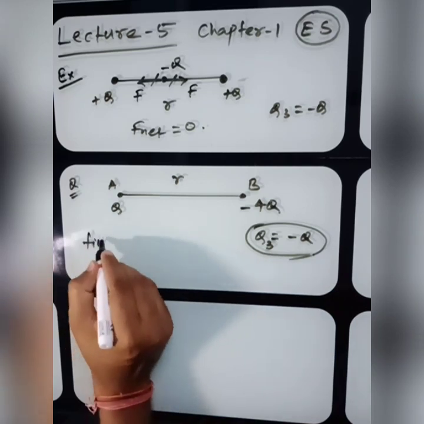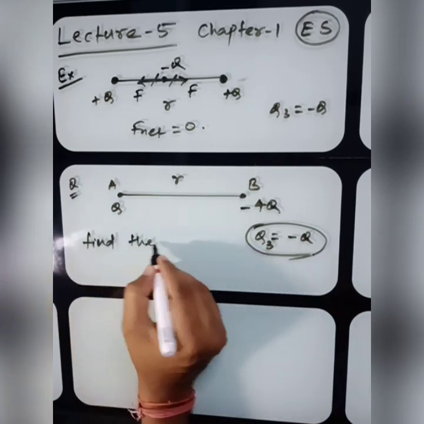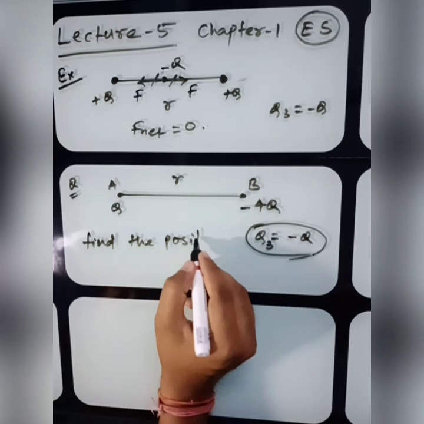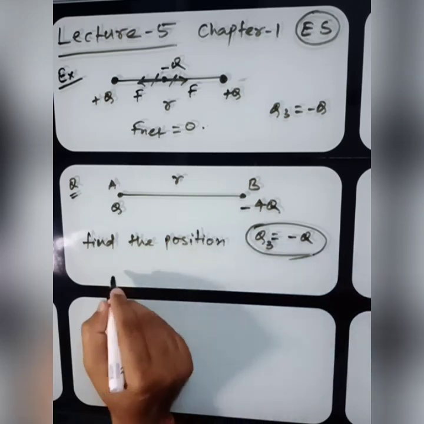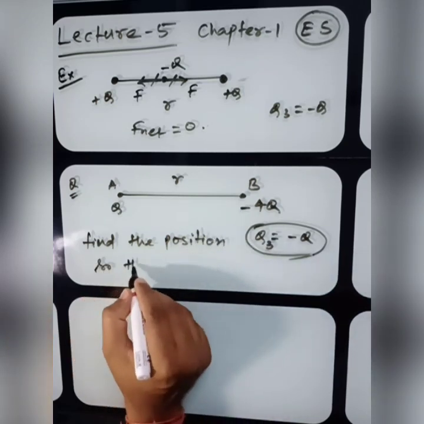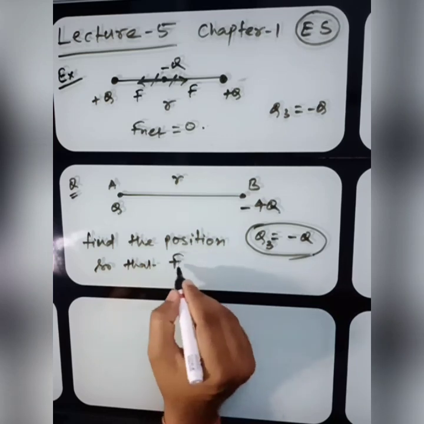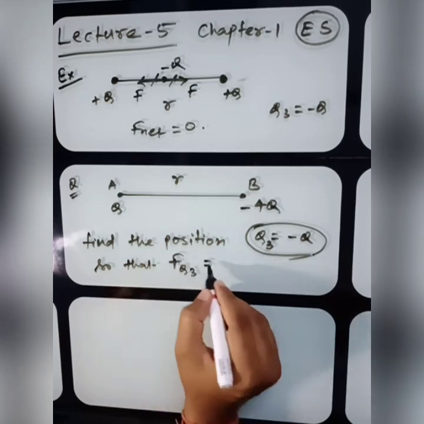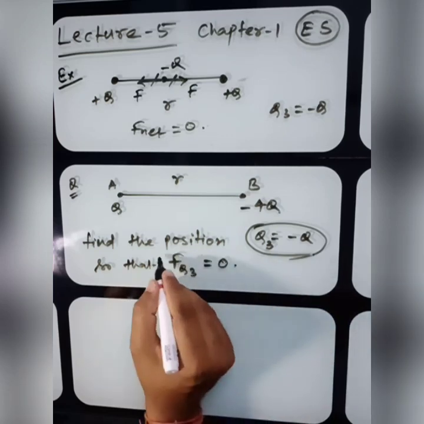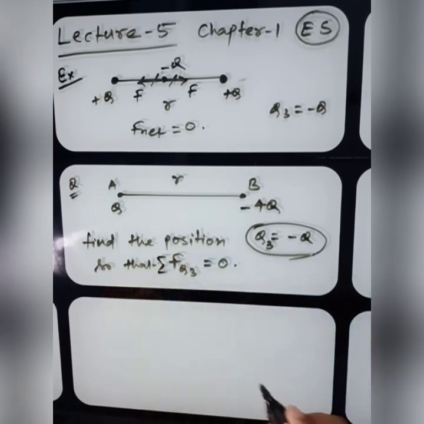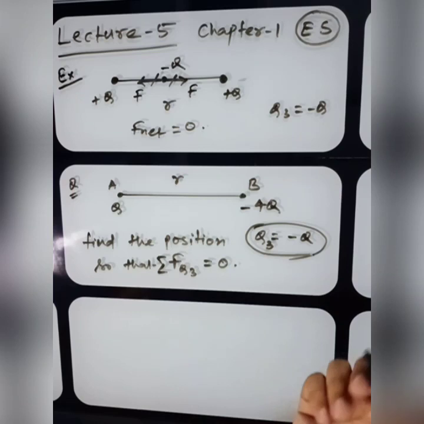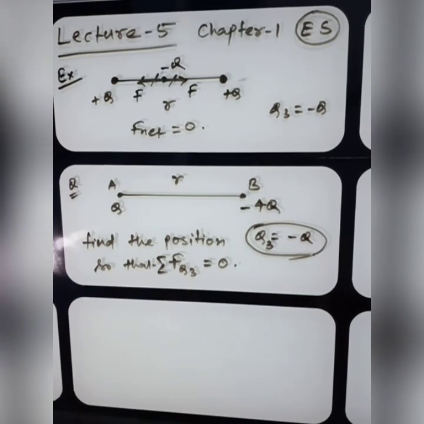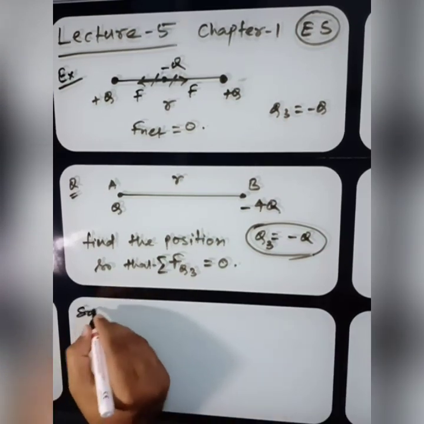You have to find the position so that the force on Q3 will be 0. Which force? Net force. The net force on Q3 will be 0. If you can solve, then try to find out the answer. Okay students, let me solve this question.